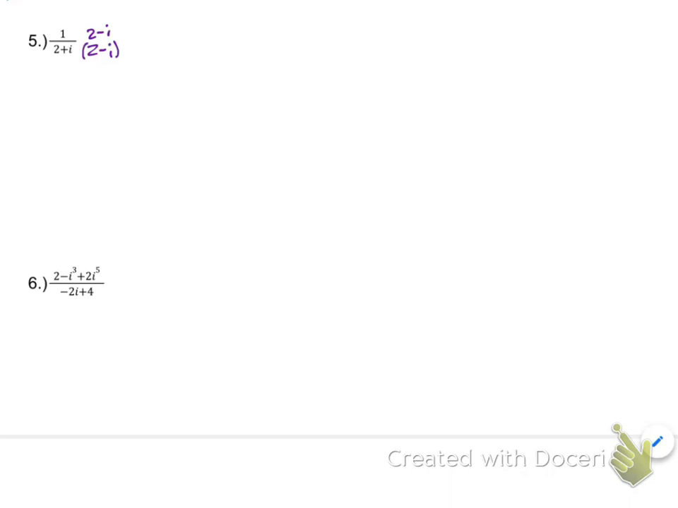Are you guys starting to see the pattern? 1 times 2 minus i is 2 minus i. The bottom, though, needs to be FOILed. 2 times 2, 4. 2 times negative i, minus 2i. i times 2, plus 2i. And i times negative i, negative 1. Negative i squared.